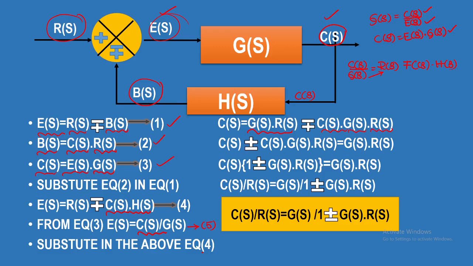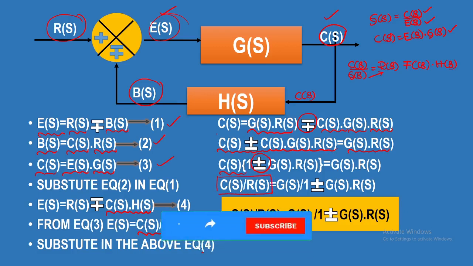Then you bring the C of S terms all together on the left hand side, and keep G of S into R of S on the right hand side. So taking C of S as common, you are going to get 1 plus or minus. Whenever you bring this minus plus to the left hand side, it will become plus minus. So it will become 1 plus minus G of S into H of S, that is equal to G of S, so C of S divided by R of S can be written like this. This is the final transfer function we will have.